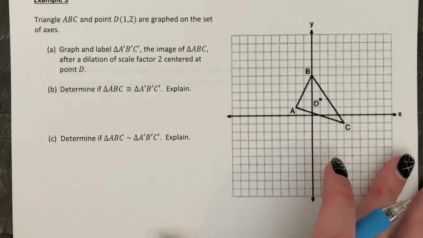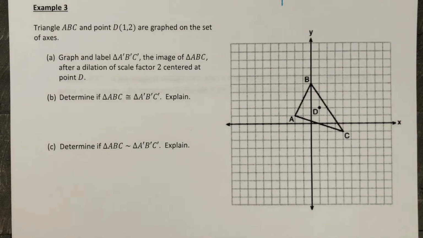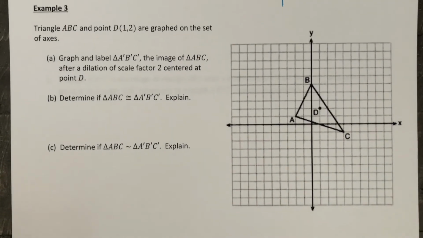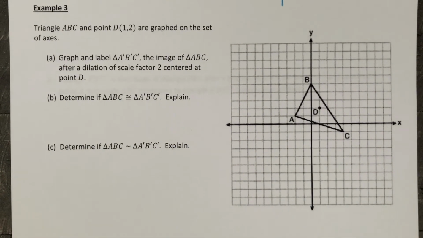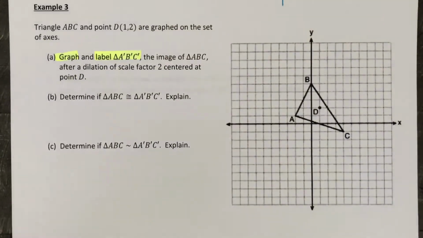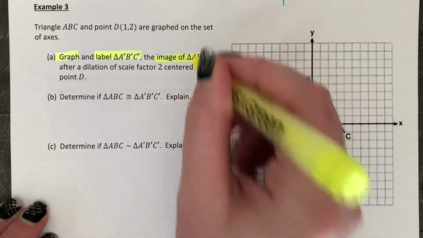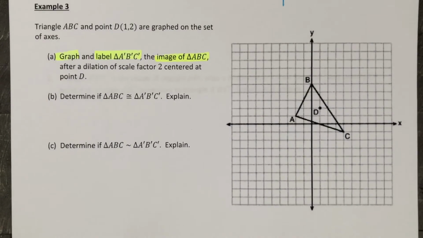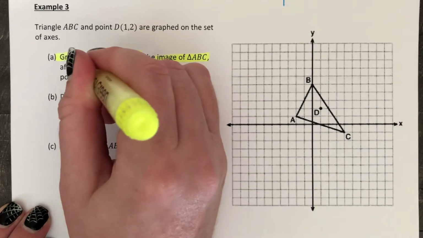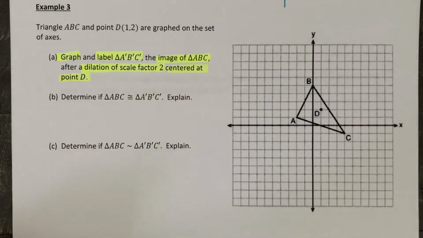And last but not least, let's look at example 3. Here we go. Triangle ABC and point D, 1, 2, are graphed on the coordinate plane. Here's ABC, here's point D. Part A, graph and label triangle A prime, B prime, C prime. Graph and label that image. The image is going to be using triangle ABC as a starter, all right? And I'm going to do that by using a dilation with a scale factor of 2, and it's going to be centered at point D, all right?